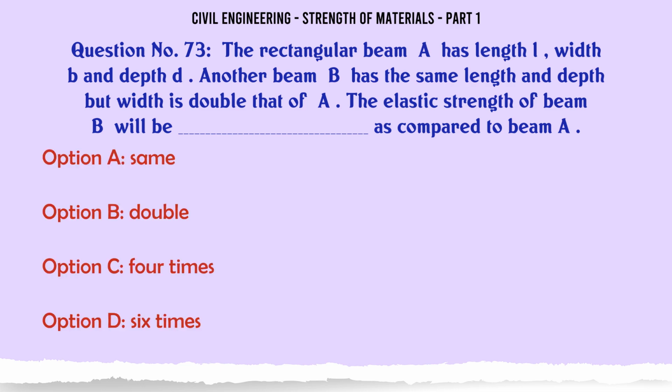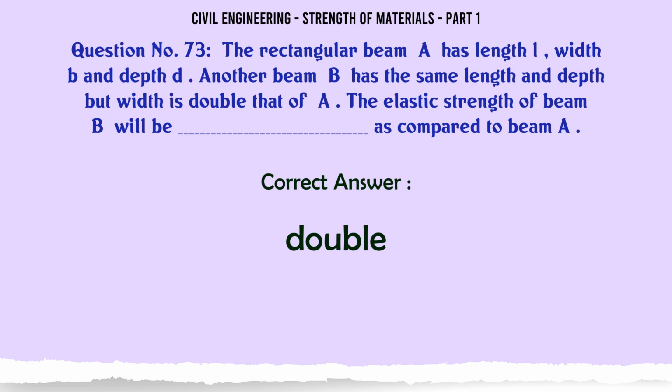The rectangular beam A has length L, width B and depth D. Another beam B has the same length and depth but width is double that of A. The elastic strength of beam B will be _____ as compared to beam A: A. same, B. double, C. 4 times, D. 6 times. The correct answer is double.